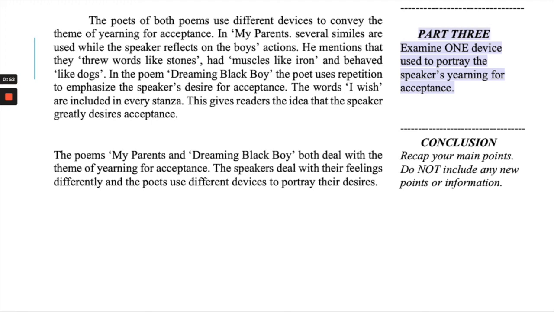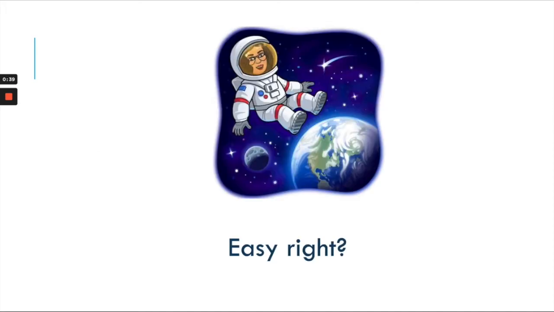The poems My Parents and Dreaming Black Boy both deal with the theme of yearning for acceptance. The speakers deal with their feelings differently, and the poets use different devices to portray their desires. Easy, right? If it was not easy, don't worry, this channel is here to help. You'll become an essay writing pro in no time.